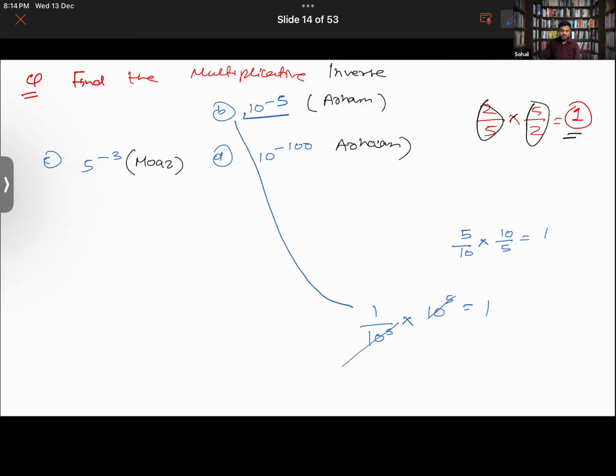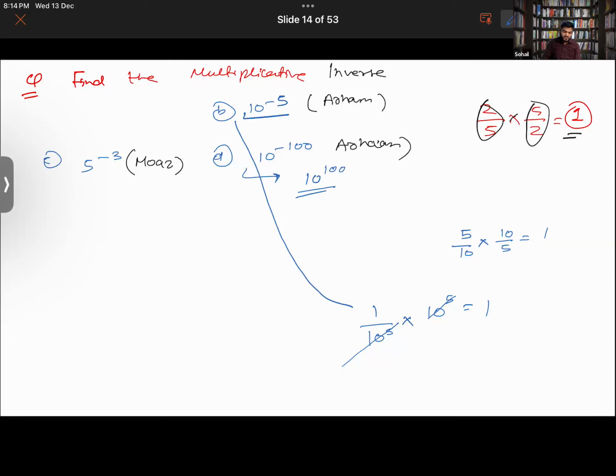You said the same thing. Yes, sir. Okay, I might not have heard it properly. If you said the same thing, what is the answer for this one then, Arhan? So 1 upon 10 raised to the power 100 into 10 raised to the power 100 upon 1. Simply, the answer we will say is 10 raised to the power 100, right?